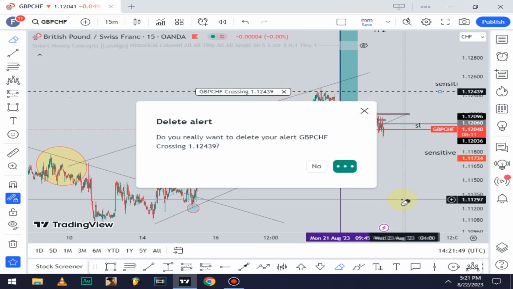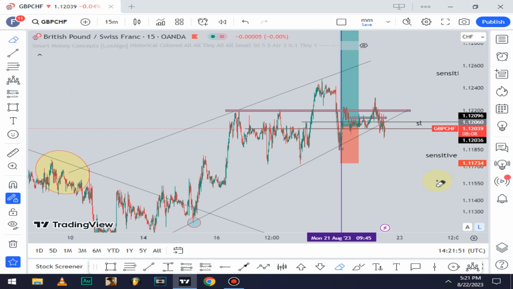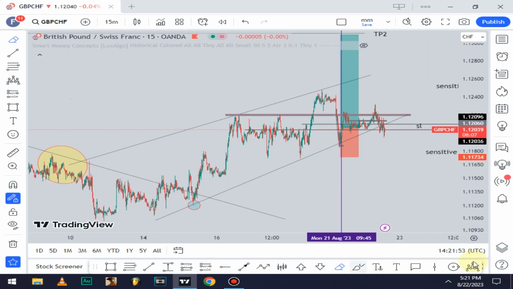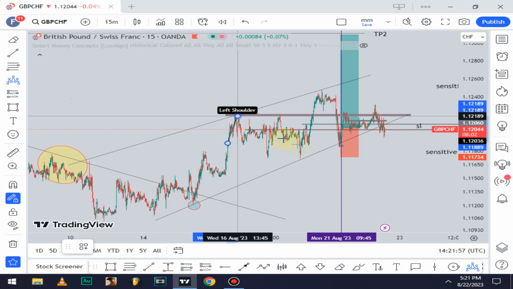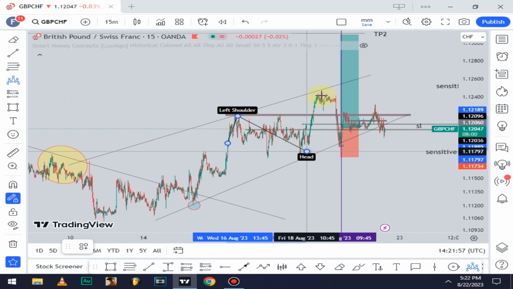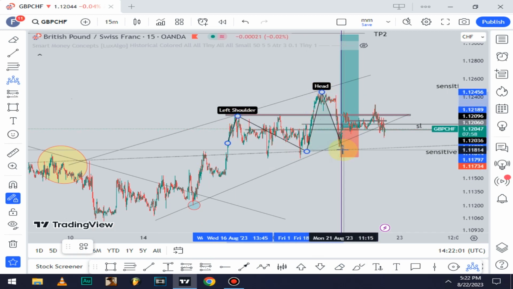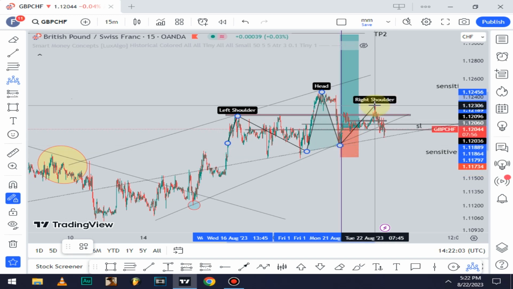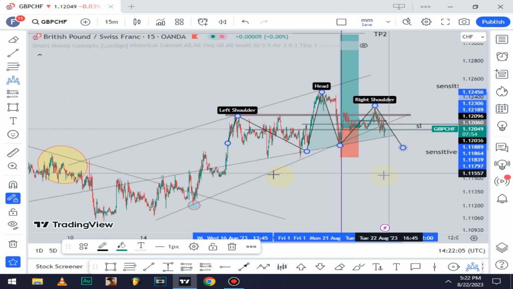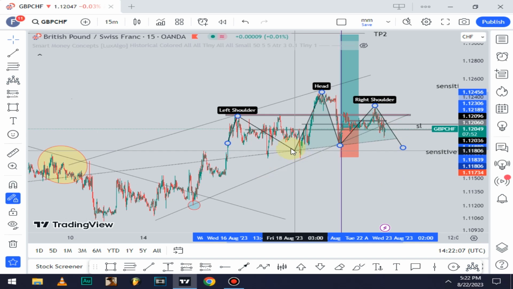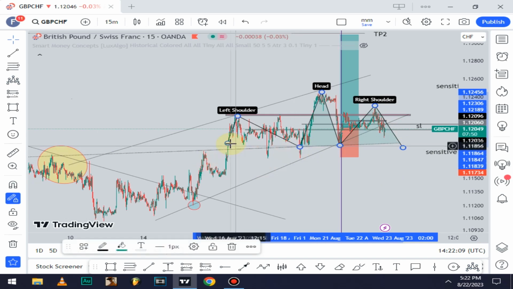All right, so I woke up and then saw the price trying to create a head and shoulders over here: left shoulder, and then I saw the head over here, and they're now giving me the right shoulder over here. So this just gave me an indication that I should be out of this trade, right?